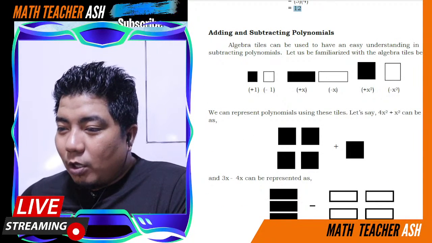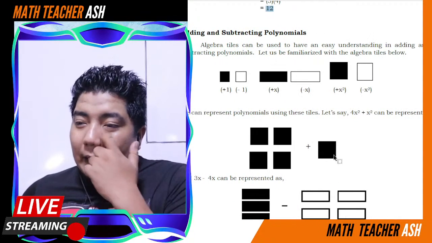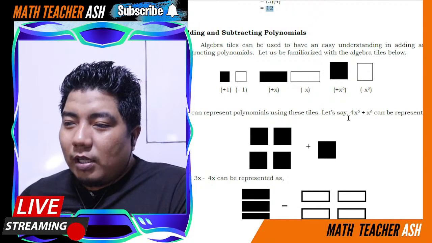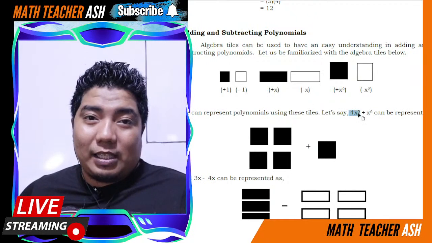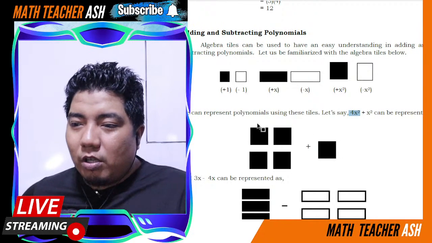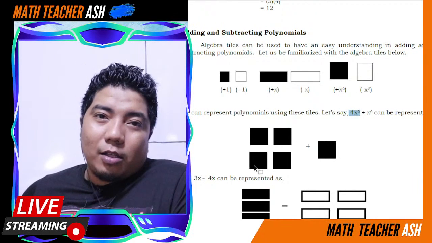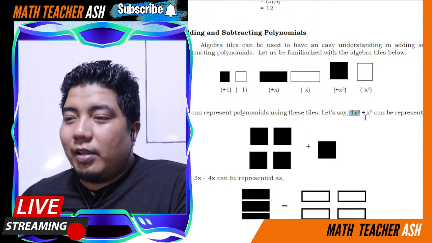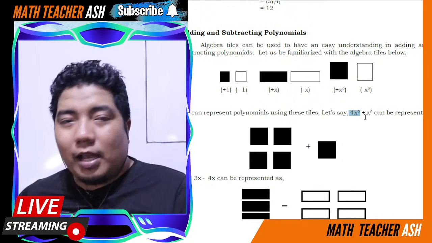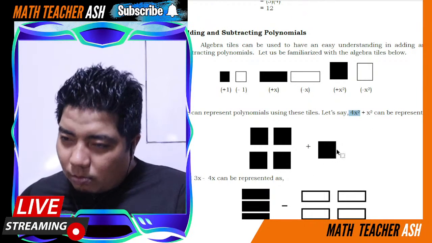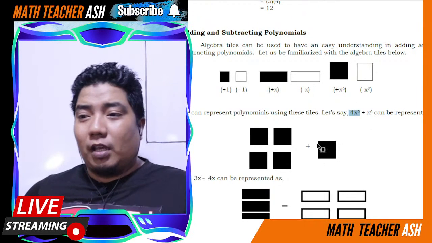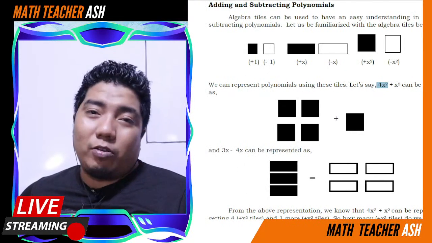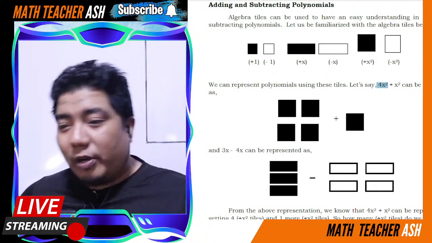Okay. So, when we say 4x squared plus x squared, since 4x squared is positive, that is 4 x squared. So, 4 big black squares. And plus x squared. Only one x squared is being discussed there. So, you just place one like that. And then, what you will do is just add them. So, how many are there altogether? That will become 5x squared.